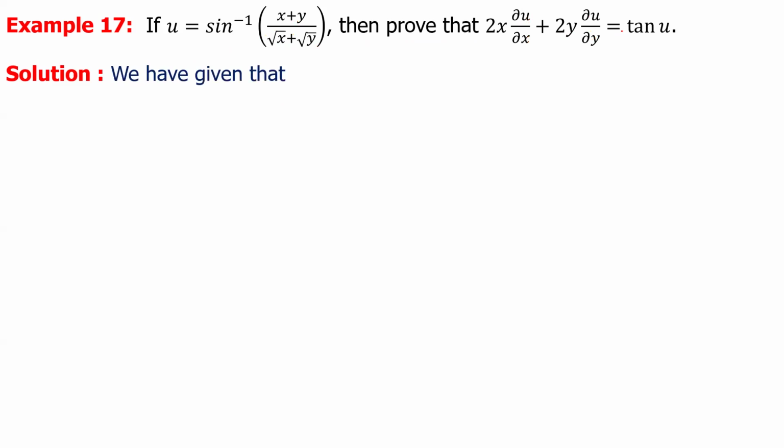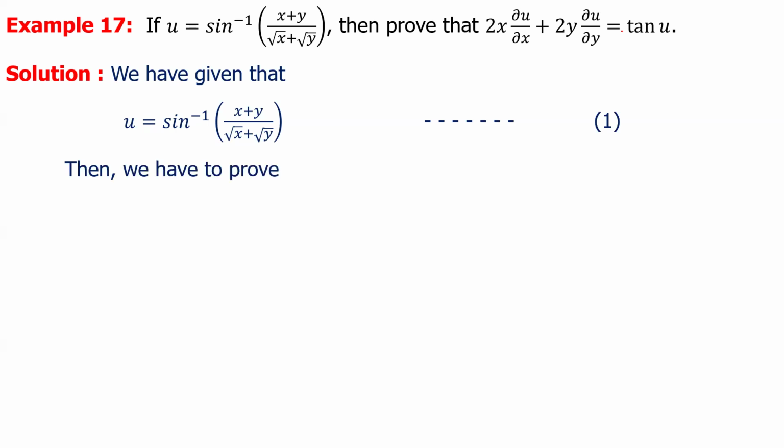We are given that the function u is equal to sine inverse of (x plus y) upon (root x plus root y). Let us give it equation number 1. Then we have to prove that 2 times x del u del x plus 2y del u del y is equal to 10u.